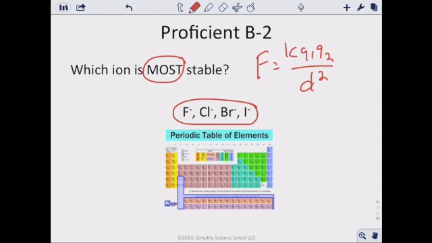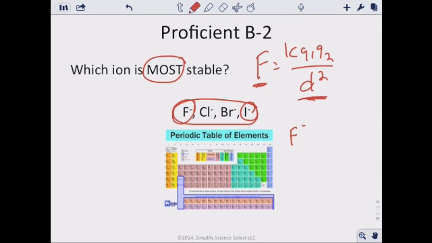But remember that fluorine is incredibly small in comparison to iodine. Iodine is massive compared to fluorine. And so therefore the distance of those outer electrons is greater. So if this distance is a bigger number, the denominator is a bigger number, that means the force is going to be a smaller number. And so the opposite of that, if our distance is a small number, the force will become larger. And that's with the same charge, because in group 17 they all have the same effective nuclear charge. And so therefore fluorine is going to be the most stable because it's the smallest of all of them.